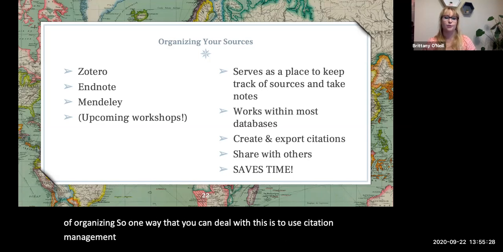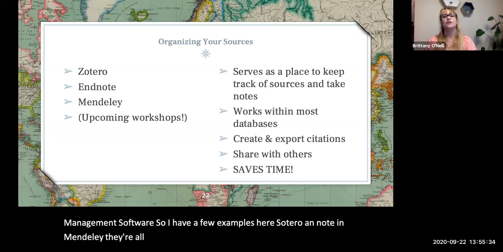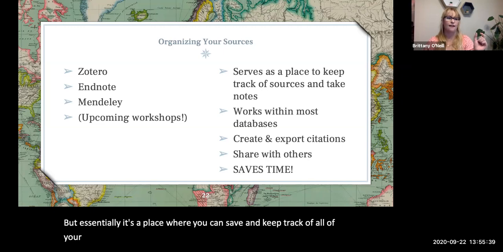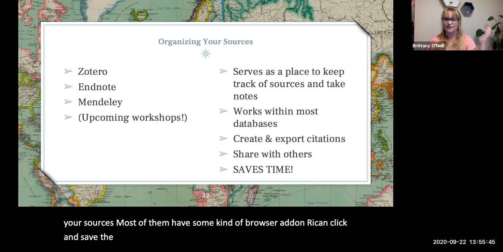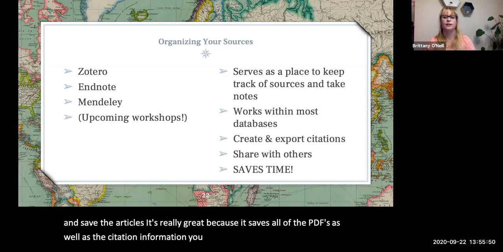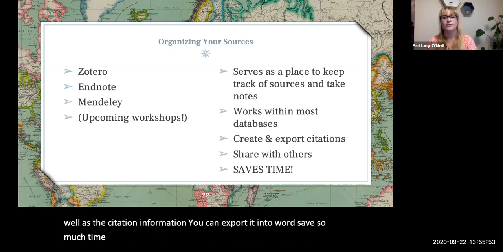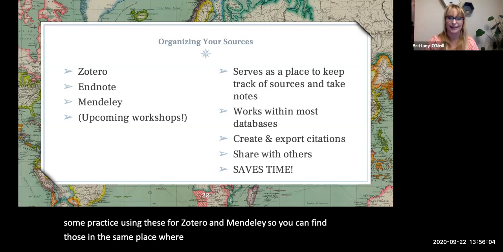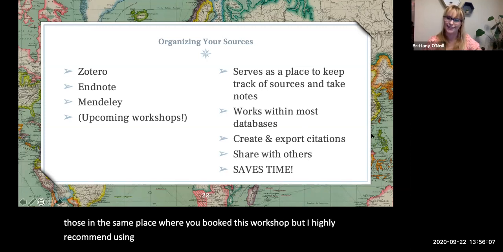So I have a few examples here, Zotero, EndNote, and Mendeley. They're all a little bit different, but essentially it's a place where you can save and keep track of all of your sources. Most of them have some kind of browser add-on where you can click and save the articles. It's really great because it saves all of the PDFs as well as the citation information. You can export it into Word. It saves so much time. There are some workshops upcoming if you would like to get some practice using these for Zotero and Mendeley. So you can find those in the same place where you booked this workshop. But I highly recommend using citation managers. I use that in addition to the big pile.